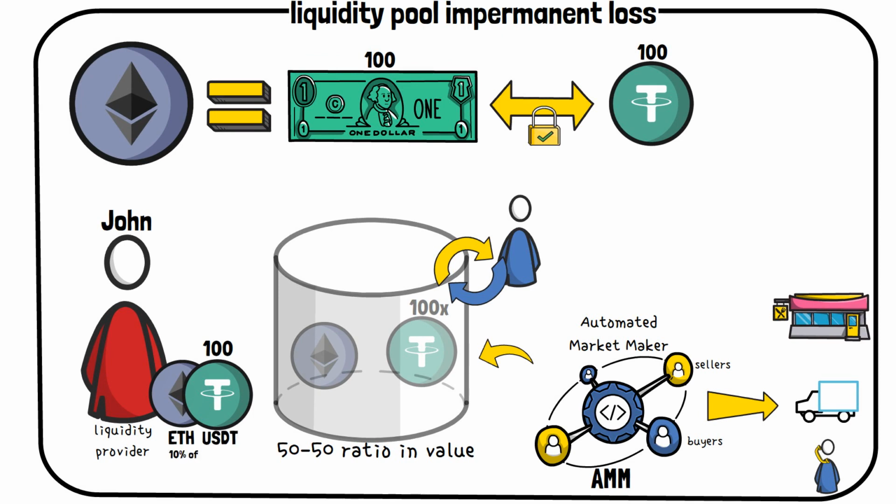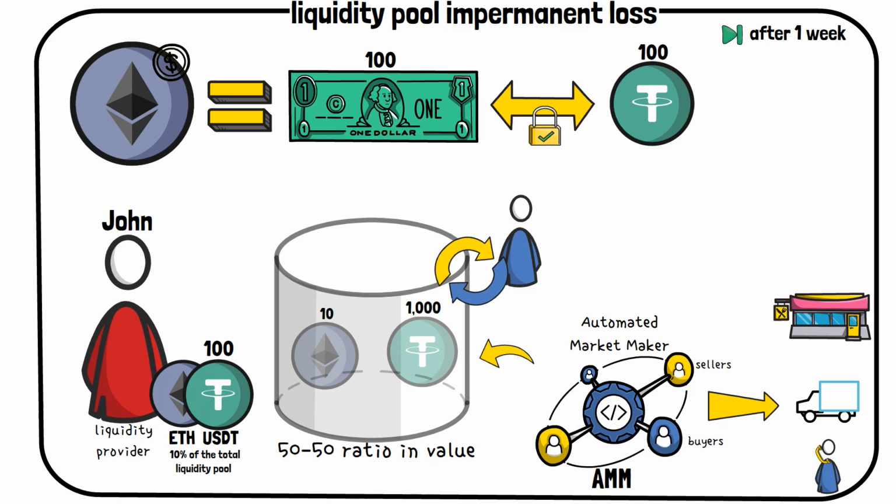Initially, his stake accounts for 10% of the total liquidity pool, which means that the pool is overall comprised of 10 ETH and 1000 USDT. Fast forward 1 week, and the price of 1 ETH has risen to 400 USDT, causing an imbalance in the pool. Now, the total value of 10 ETH is 4000 USDT, while the pool still holds only 1000 USDT.